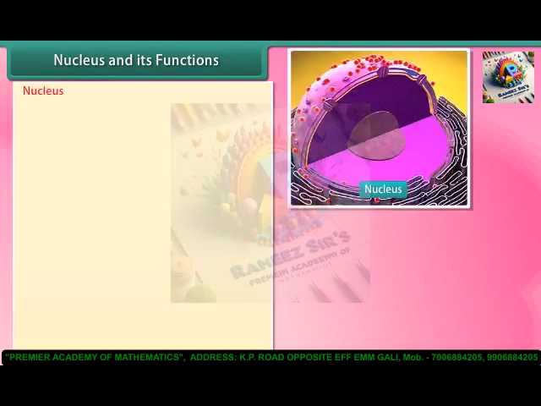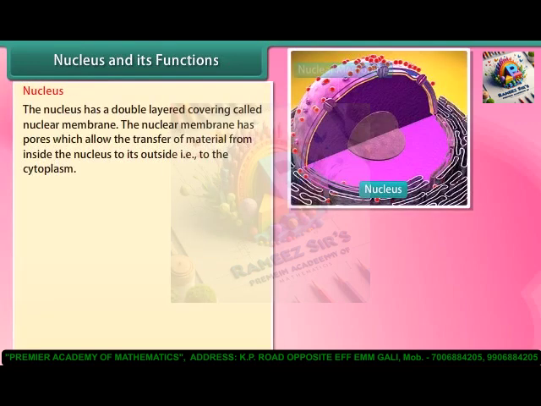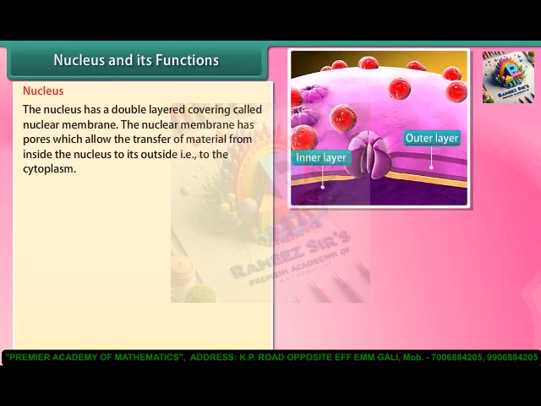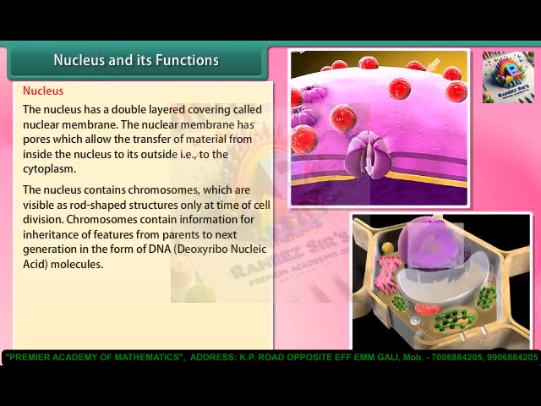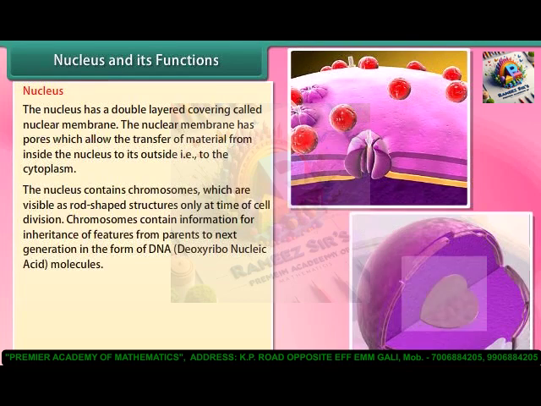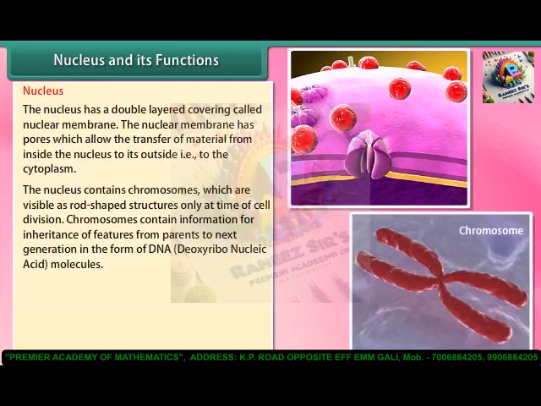Nucleus and its functions. Nucleus. The nucleus has a double-layered covering called nuclear membrane. The nuclear membrane has pores which allow the transfer of material from inside the nucleus to its outside, that is, to the cytoplasm. The nucleus contains chromosomes, which are visible as rod-shaped structures only at the time of cell division.